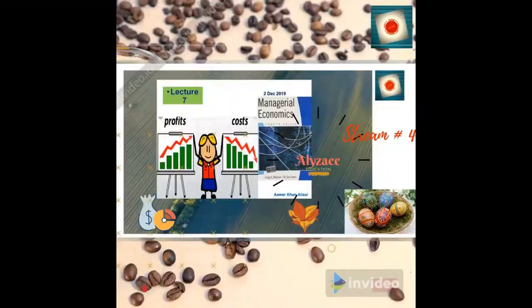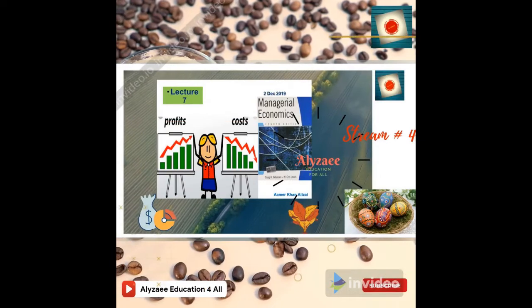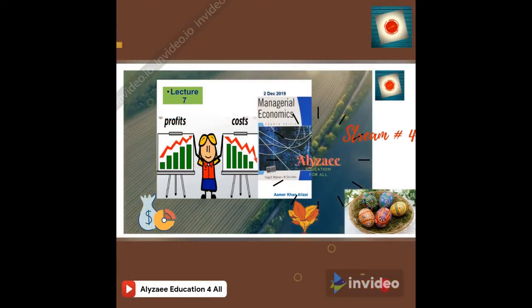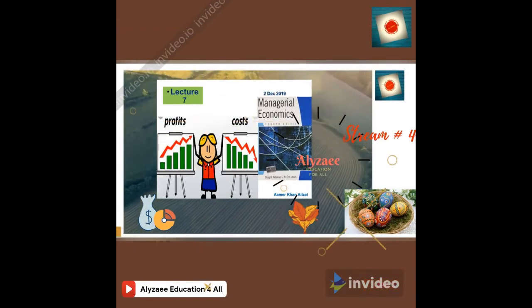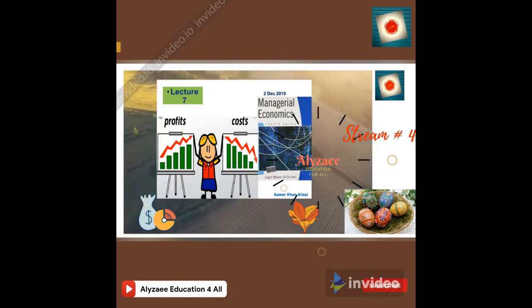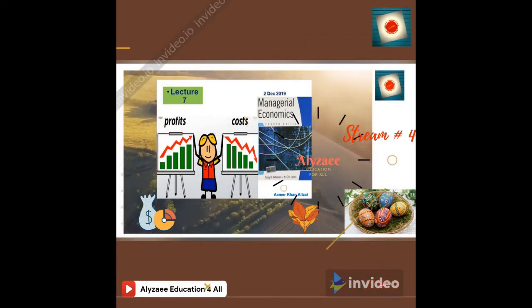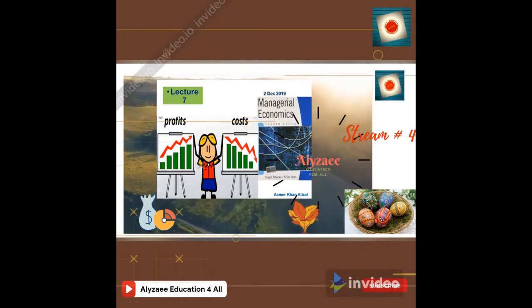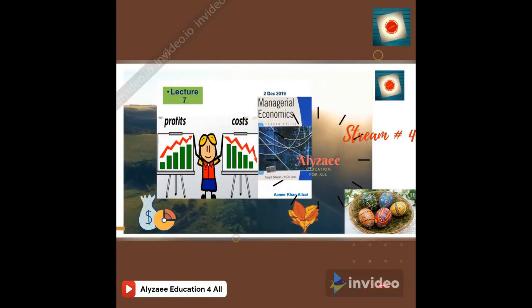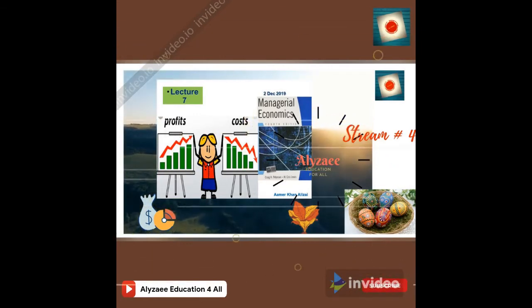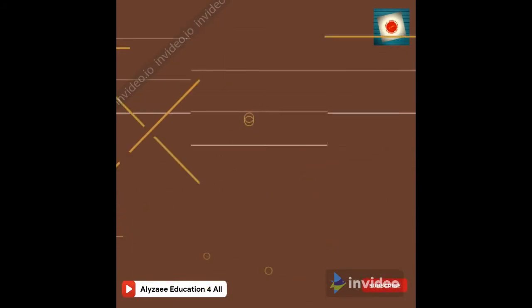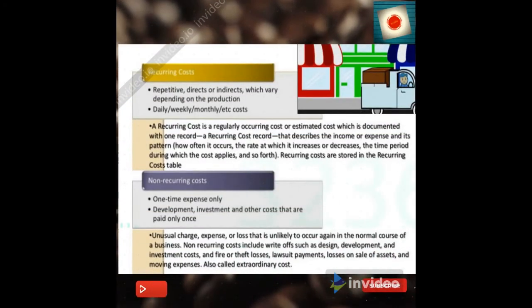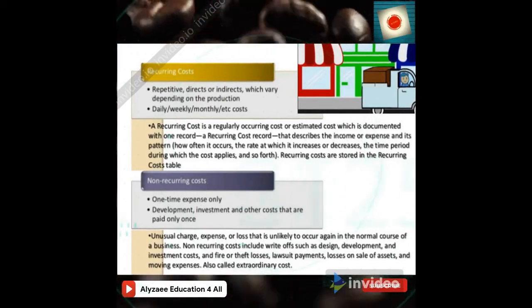Assalamu alaikum. सो पिछले लेक्चर में हम लोगों ने डिस्कस किया था लॉ ऑफ रिटर्न एंड रिटर्न्स टू स्केल, इकोनॉमीज ऑफ स्केल. उसको हमने डिटेल में डिस्कस किया विद एग्जांपल्स, सिंपल डेफिनेशंस विद टेक्निकल इनपुट्स. And in this particular lecture, lecture 7, we will be discussing in different streams various types of cost, cost curve and least cost combination. So stay tuned and stick to the lecture to have better understanding. Assalamu alaikum. Today we will be discussing recurring cost or non-recurring cost.